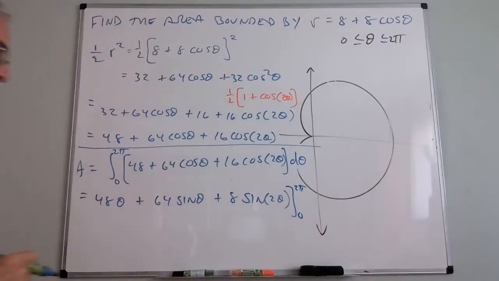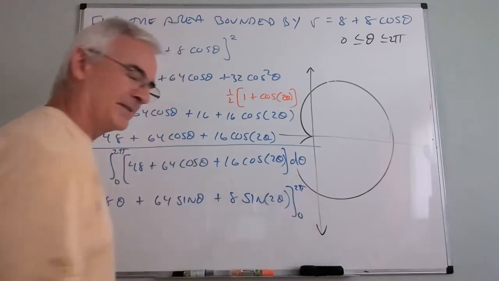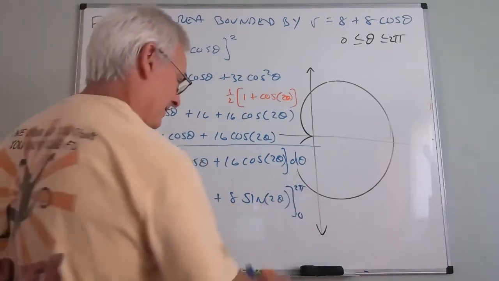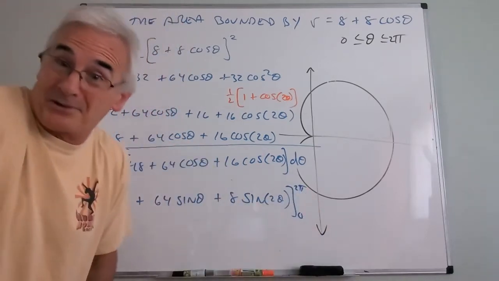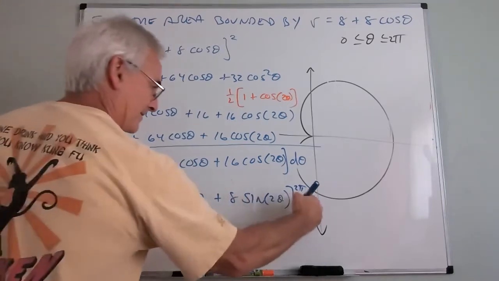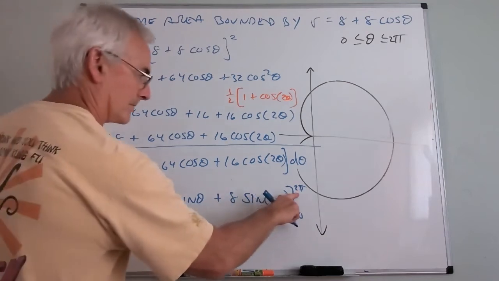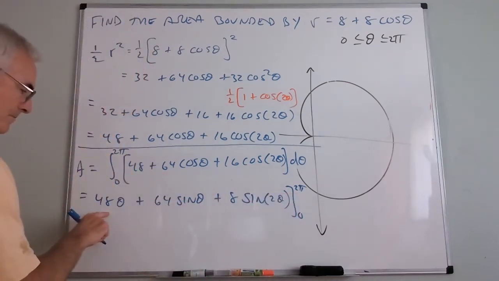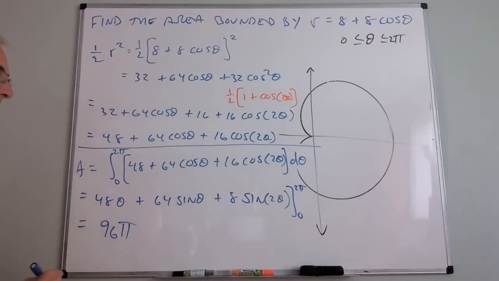All right, now here's what's really beautiful about this. Sine theta from 0 to 2 pi, both 0. Sine 2 theta from 0 to 2 pi, both 0. Oh, so what's my final answer? So the final answer is 48 theta. 96 pi. How about 96 pi? 48 theta is the antiderivative, 96 pi.